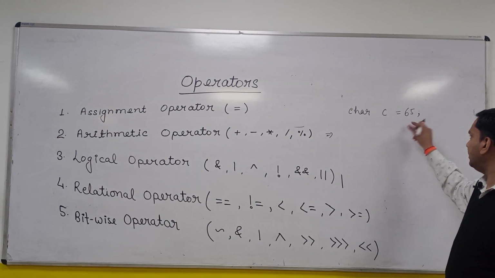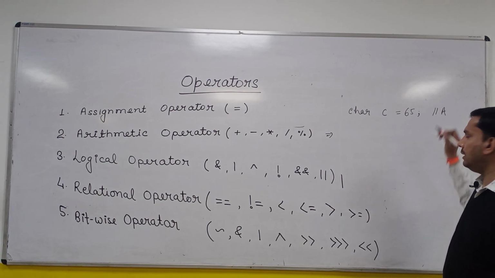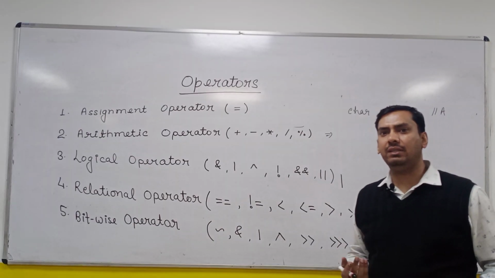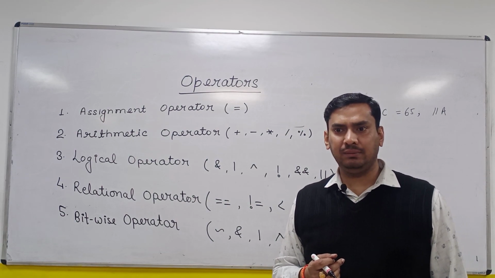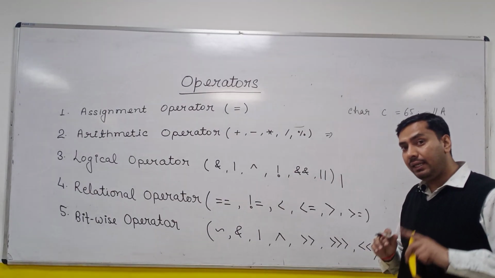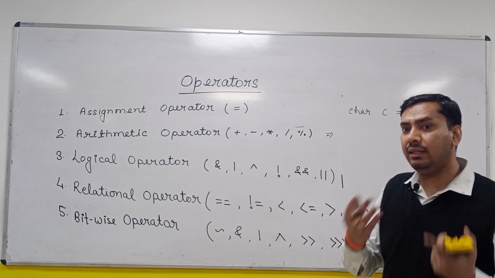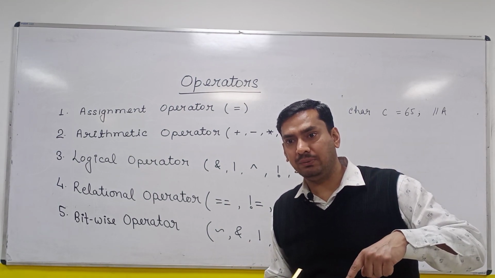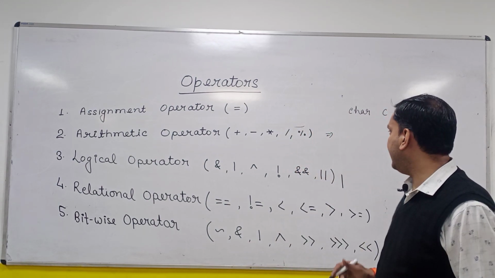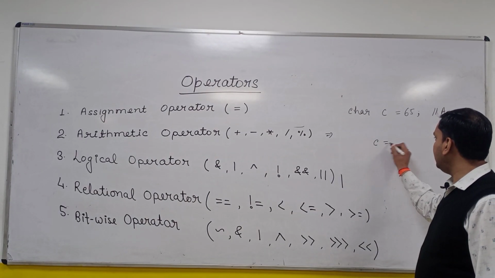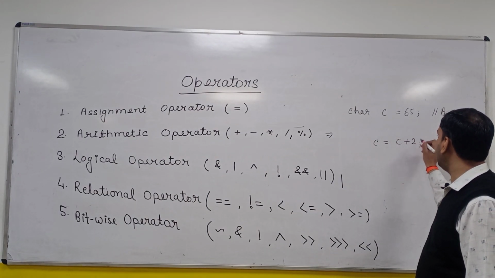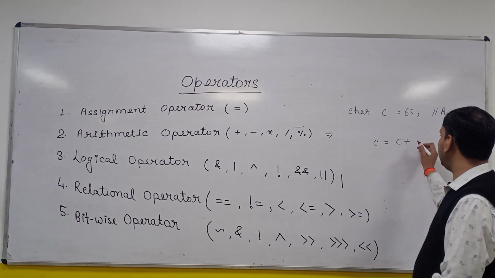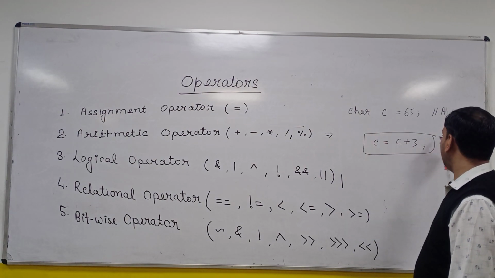So char c, I am assigning 65, which represents capital A. Now char has the option of being compatible with the arithmetic operators, which means you can internally modify its value, because char will not allow you to reassign an int value. Reassignment is not allowed. That's why if you write c is equal to c plus 3, meaning I want to convert A to D, this statement will give you a compilation error.